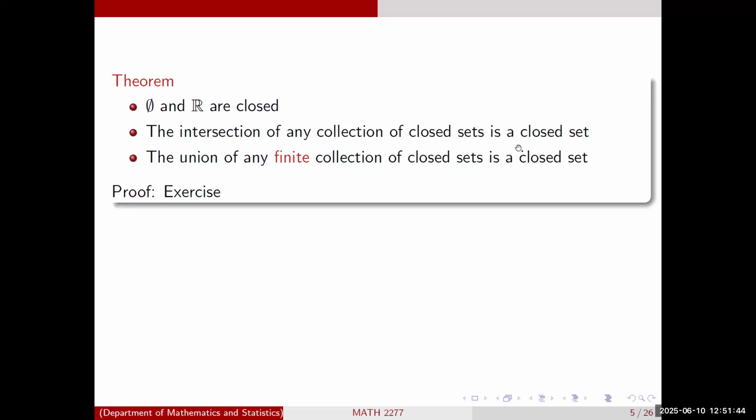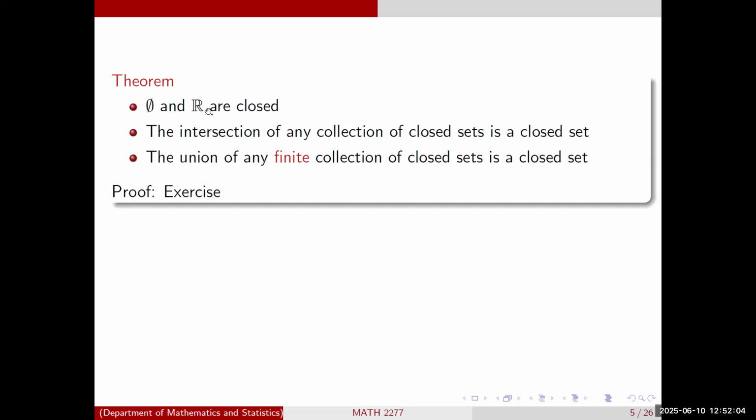You are only guaranteed to get a closed set if you union finitely many closed sets. If you union infinitely many closed sets, you may or may not get a closed set. It depends on what you are unioning. Okay, so you may or may not get it.